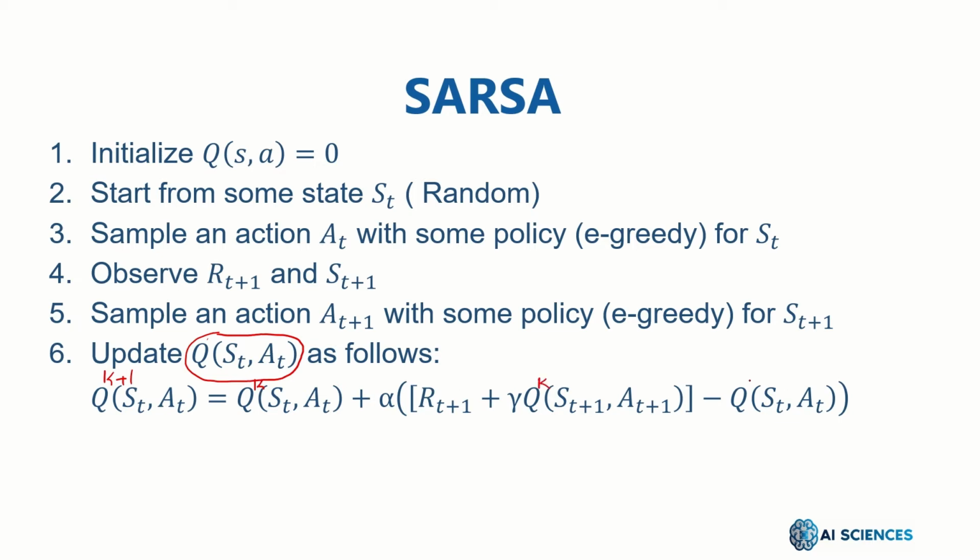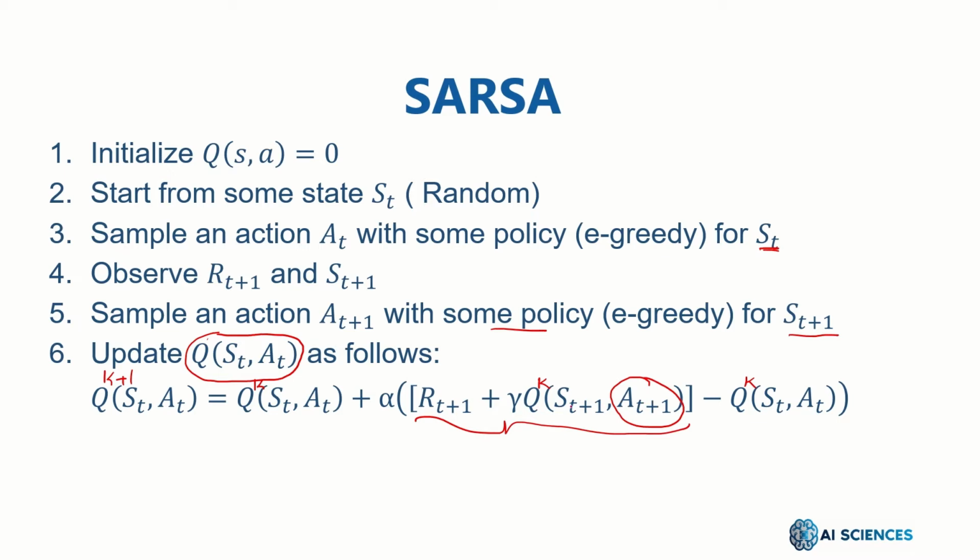These are the previous values. So what you do is you apply a temporal difference learning update, where this is your target. This R_{t+1} is your immediate reward when you take an action A_t at state S_t. This is the action A_{t+1} that you sampled according to some policy when you were in state S_{t+1}. So given a policy, you can sample that action.